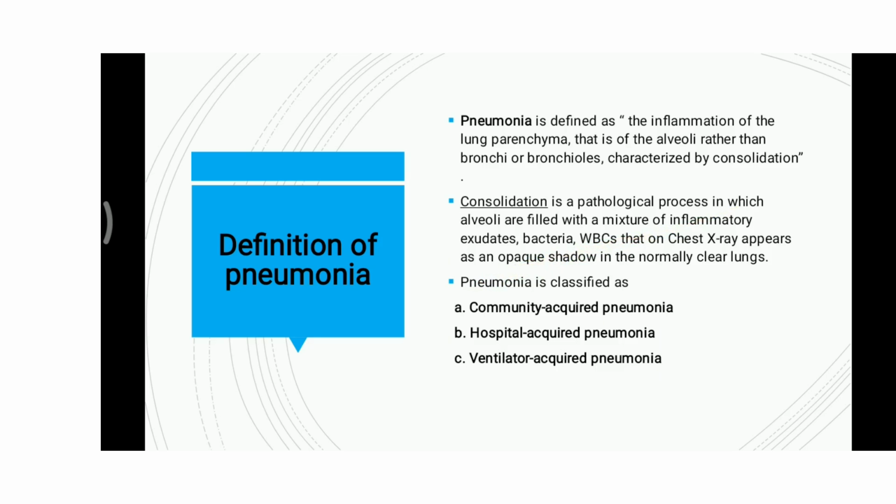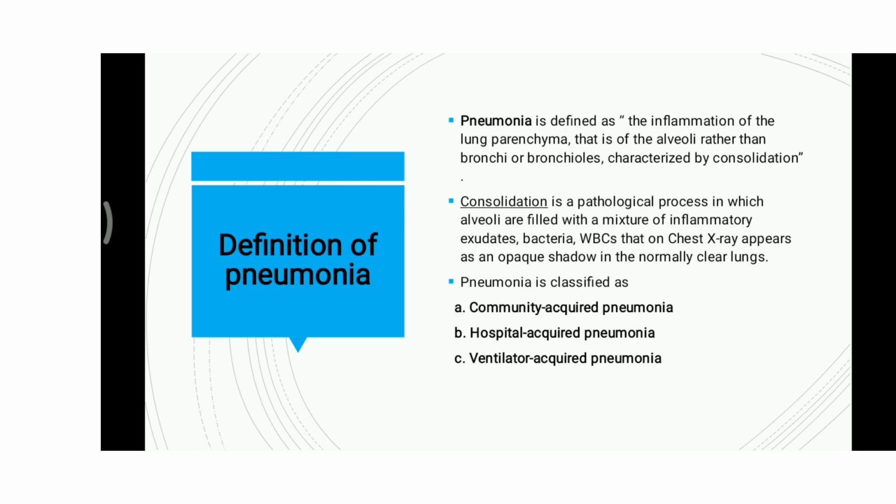So, what is pneumonia? Basically, pneumonia is defined as the inflammation of the lung parenchyma, that is only of the alveoli, not of the bronchi or bronchioles. So pneumonia will basically affect the alveoli, not the bronchi or the bronchioles, and it is characterized by consolidation. So what is consolidation?